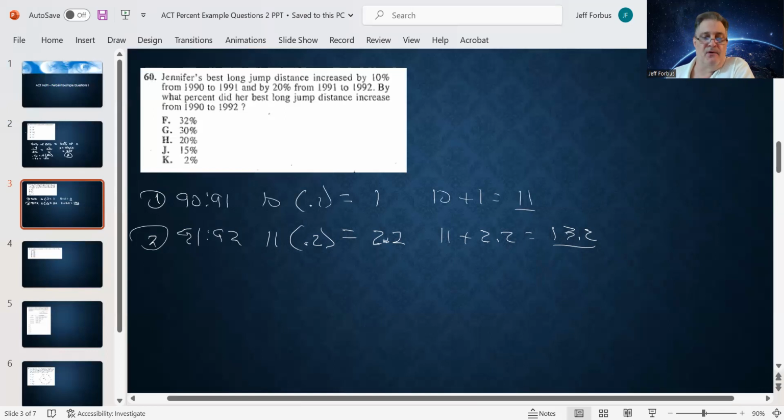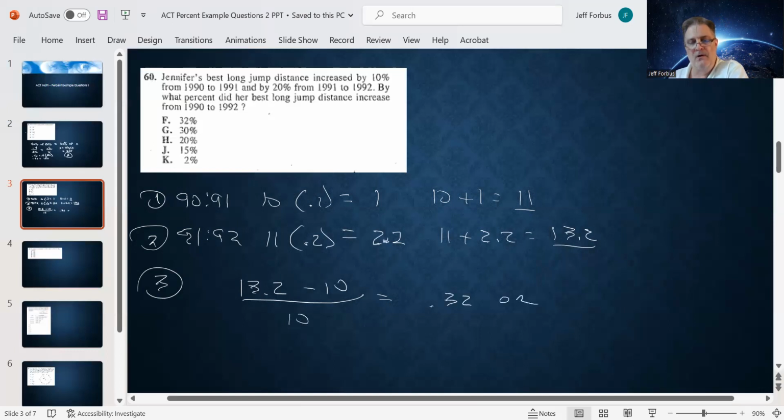But what's the overall increase between the 10 and the 13.2? So step 3, 13.2 minus the 10 divided by the 10 that we started with. So 13.2 minus 10 divided by 10 is 0.32. Or you could say 32%. And that's going to be answer choice F. They'll also do percent decrease on these problems. So be ready for that as well.